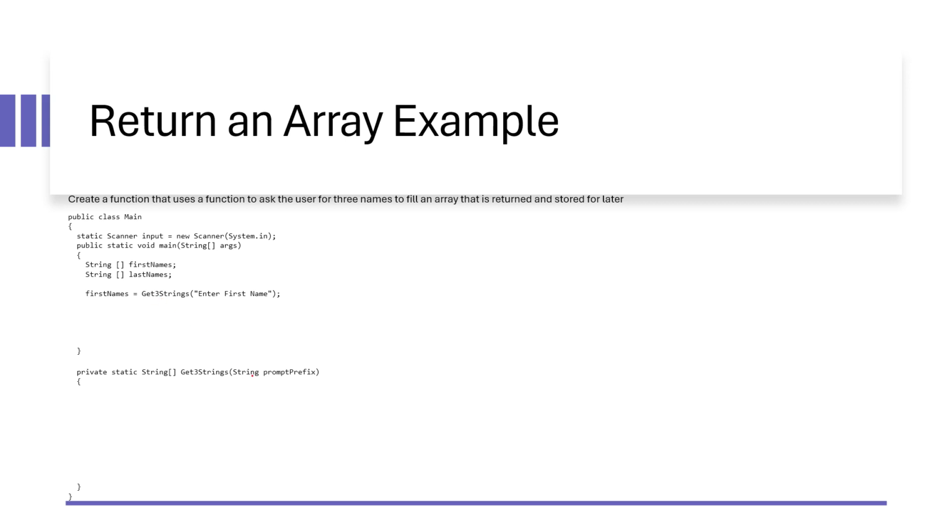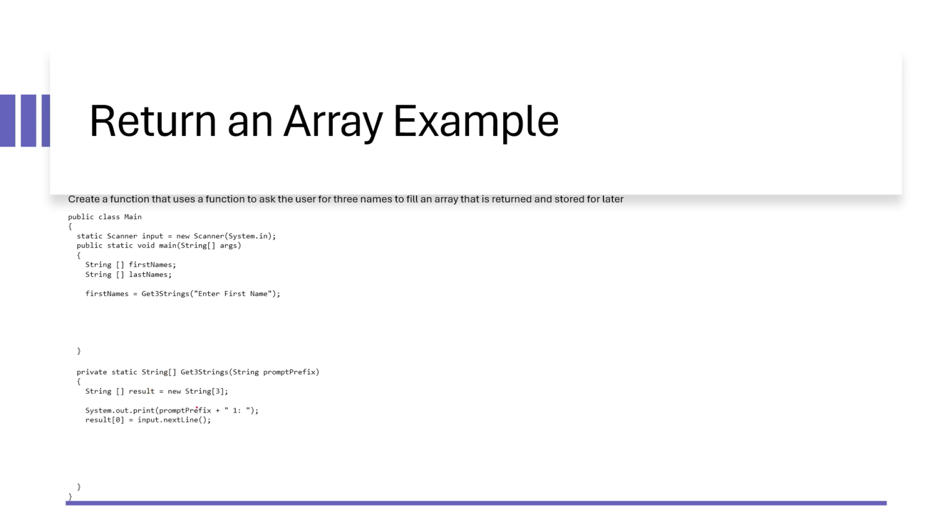You'll notice that there's only one parameter, prompt prefix. So what I'm asking of this method is, what do you want to ask the user for? In this case, I want to ask the user for first names. So I'm going to create an array inside here to store all the names that I'm asking the user for. Now, this is a temporary variable at the moment.